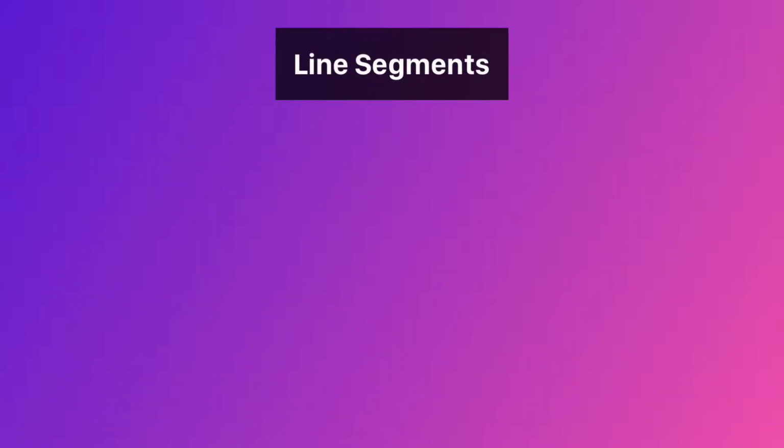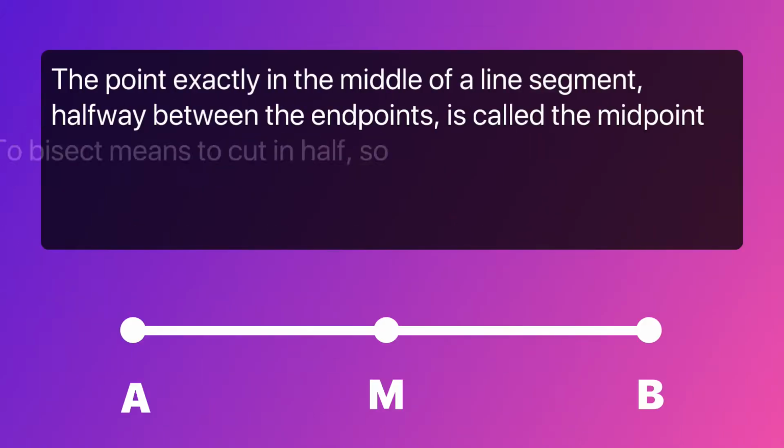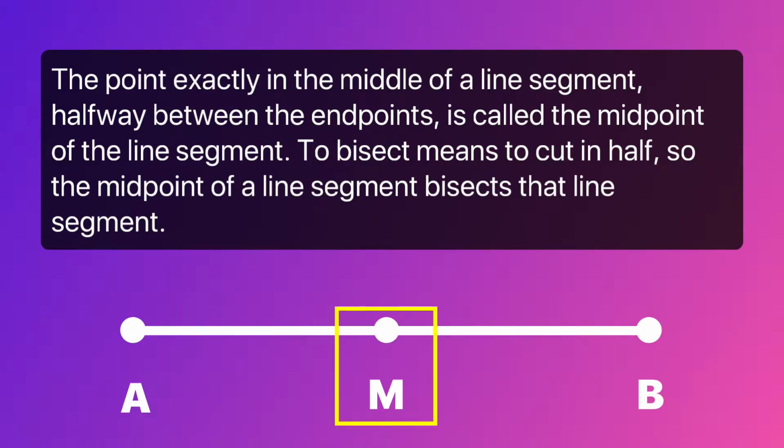Line segments. A line segment is a piece of a line, and it has an exact measurable length. Questions may give you a segment divided into several pieces, give you the measurements of some of the pieces, and ask you for the length of another piece. The point exactly in the middle of a line segment, halfway between the endpoints, is called the midpoint of the line segment. To bisect means to cut in half, so the midpoint of a line segment bisects that line segment.